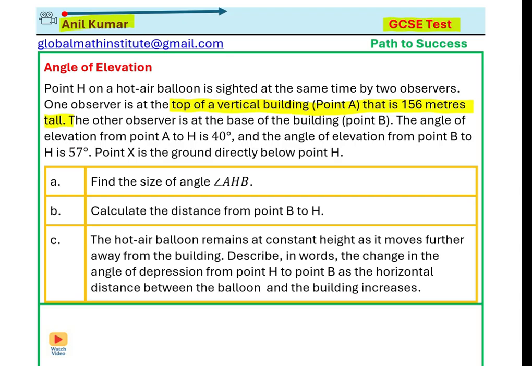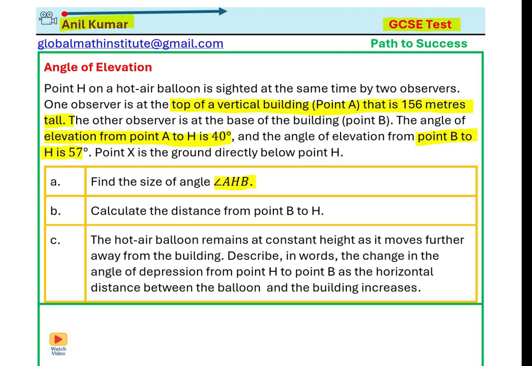Now the other thing is the angle of elevation from A and B. The angle of elevation from A is 40 degrees and from B it is 57 degrees, right? That is critical. We need to find these things. So now I hope you've understood the question. Let's move on to the next page.